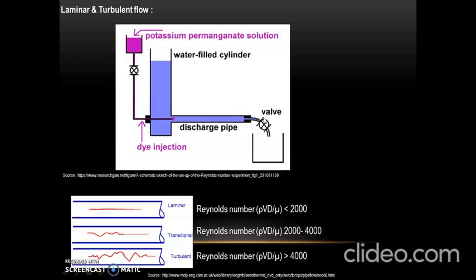Later on, when we slightly increase the velocity, the flow tries to get converted into turbulent flow. So the intermediate phase is transitional flow. And once we increase the velocity further, the flow becomes turbulent. The colored solution gets diffused into the water. So visually also we can find out whether the flow is laminar, transitional or turbulent.